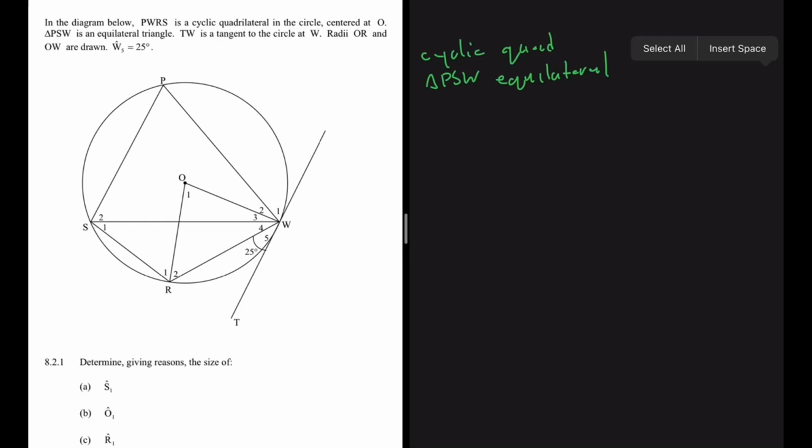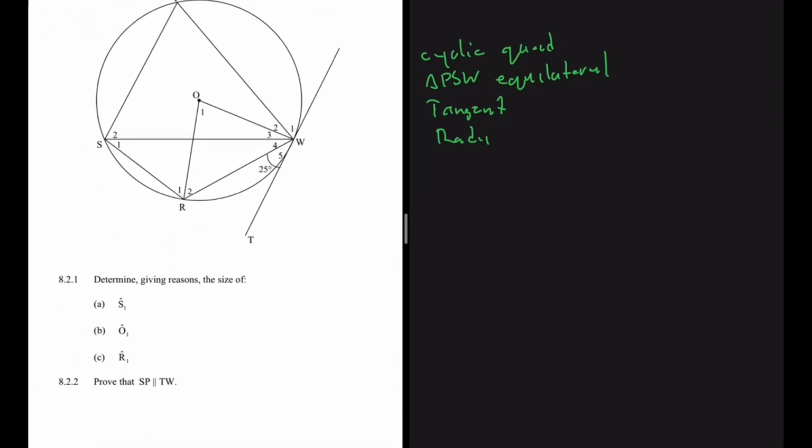TW is a tangent to the circle, so we have tangent. And then we have radii OR, right? Radius OR, so let's say radii. And then OW are drawn, and then we are told that W1 is equal to 25 degrees. So all the questions that we are going to answer, we are going to stick to these keywords, except for basic things like angles on a straight line and so on.